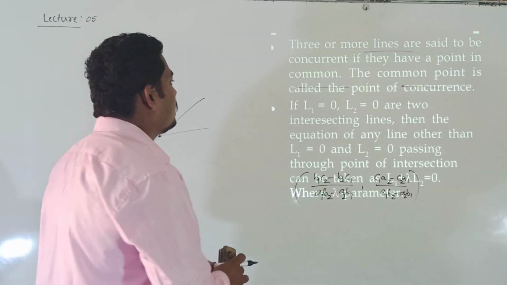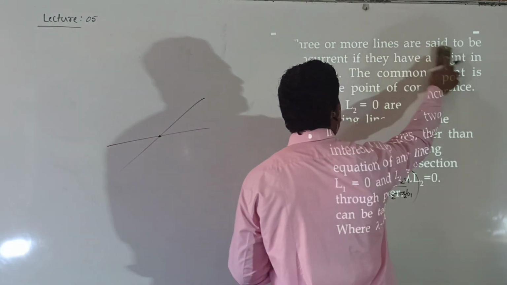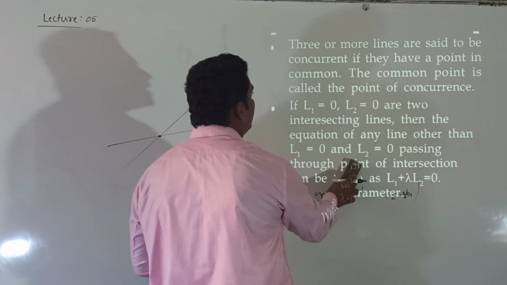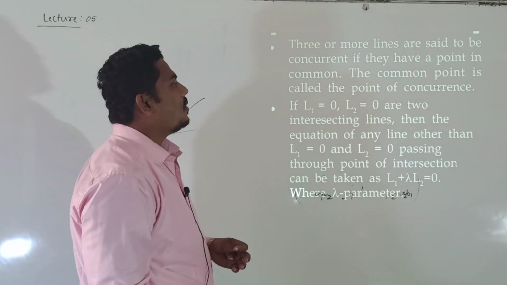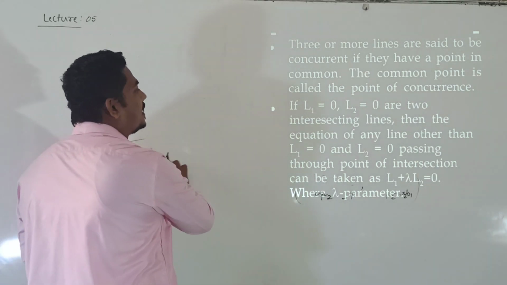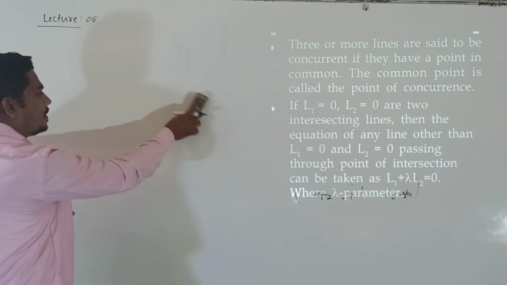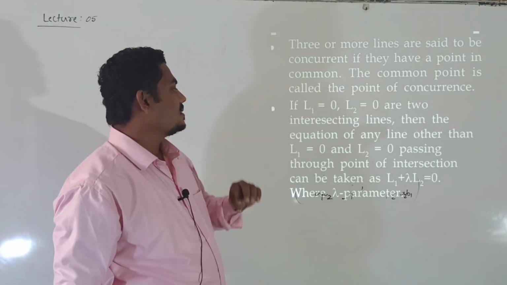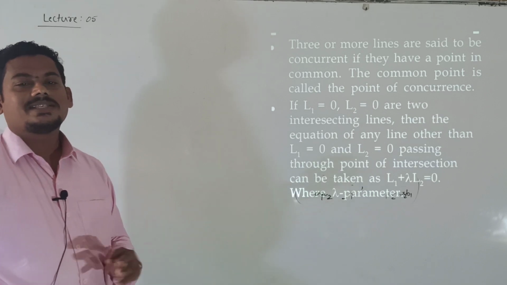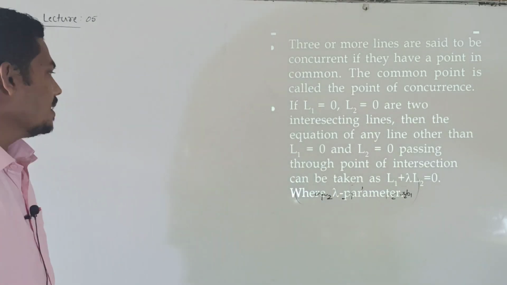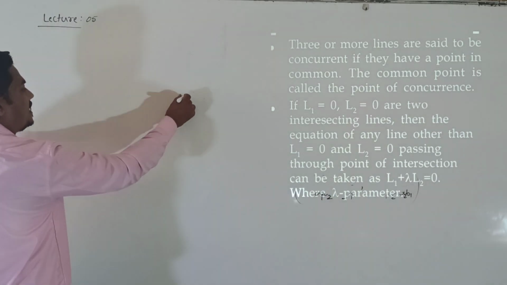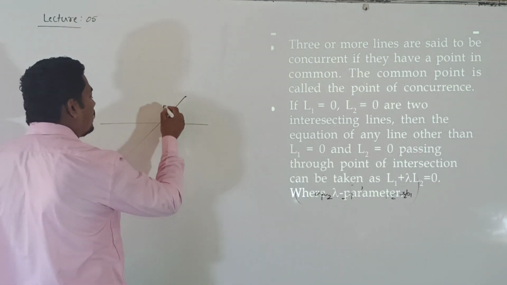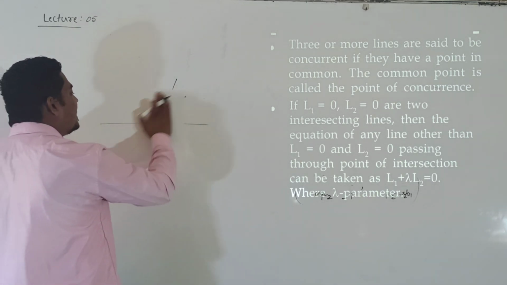Next, three or more lines are said to be concurrent if they have a point in common. The common point is called the point of concurrence, right? That is concurrent lines: three or more lines meet at a single point.